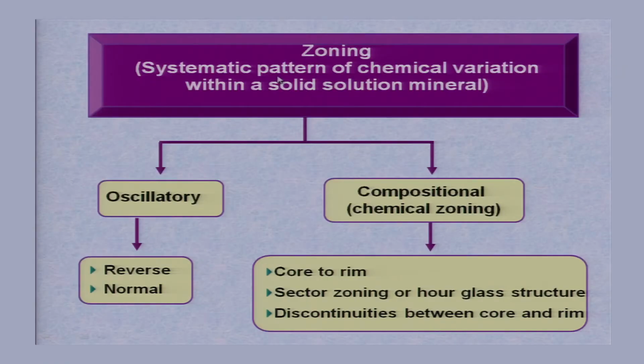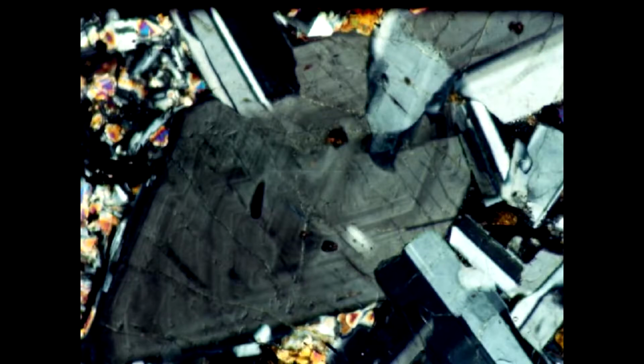Feldspar commonly contains two end members, albite and anorthite. Albite and anorthite are present in the form of a solid solution. As the chemical pattern changes, you may be able to see rings of albite and rings of anorthite alternately. As a result, symmetric zoning is formed.